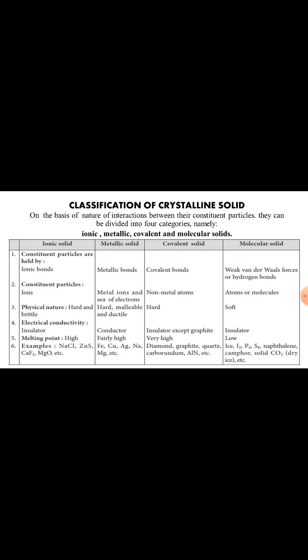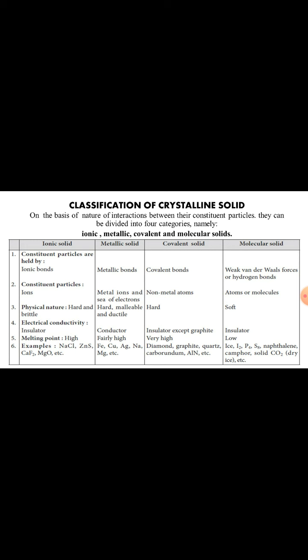Carborundum is also known as artificial diamond. These solids are extremely hard and hence used as abrasives. Covalent solids are also known as network solids, giant molecules, atomic solids, because atoms are the constituent particles.